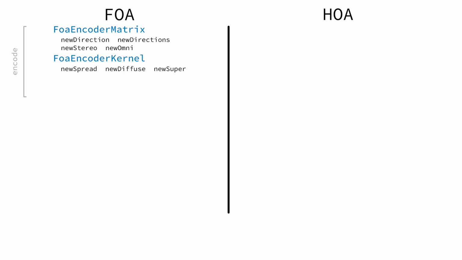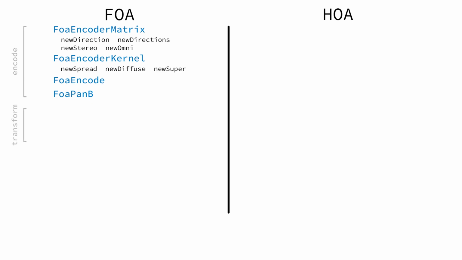Regardless of whether we choose a matrix-based or kernel-based encoder, the encoder itself is a static object, and FoaEncode is the UGen that actually applies the encoder and calculates the ambisonic signal. Alternatively, in the specific case of converting from monophonic to B format, we can use FoaPanB, whose main advantage is the fact that the directional encoding information is dynamic and can be modulated by other UGens.